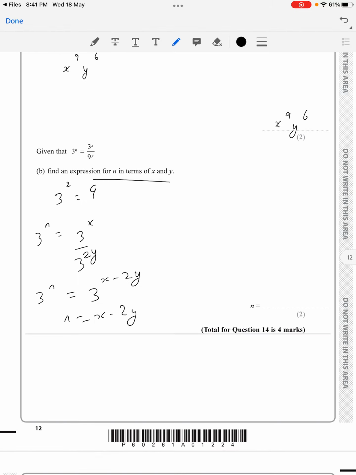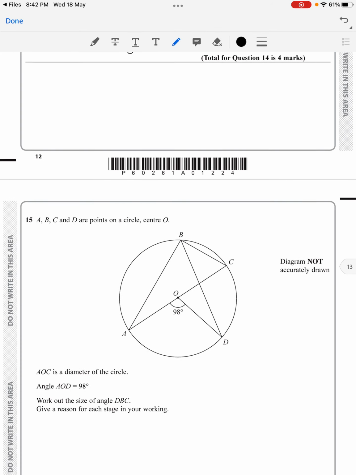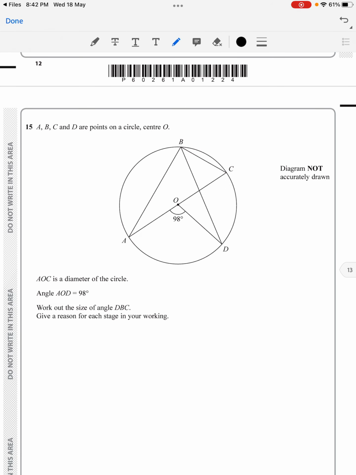This should be your expression for n in terms of x and y. So you have x minus 2y. That should give you your 2 marks that you need to score on the exam. Alright, let's move on to the next question. Just remember to place that. It's very critical that you guys remember it, okay?